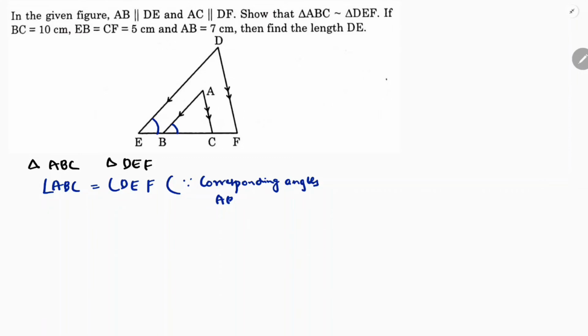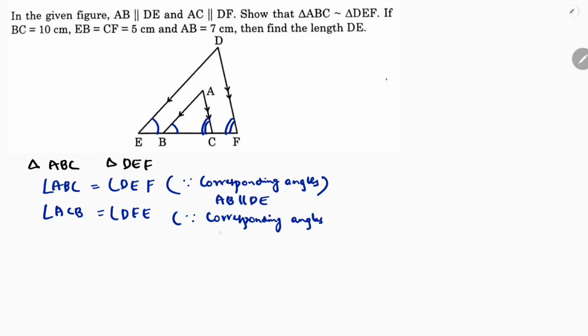Because AB is parallel to DE. Next, in the same way, this angle ACB equals angle DFE. Both angles are equal. Reason again the same, corresponding angles, but this time AC is parallel to DF.